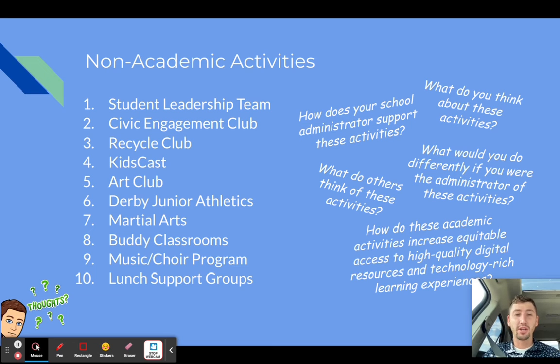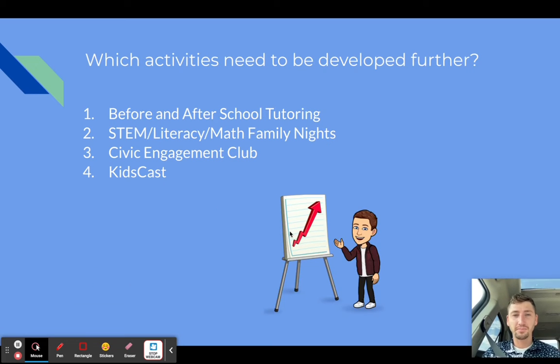Being new to the current school that I'm at, I'm learning a lot more about the student learner leadership team and what work they do within the school. I think that is a great opportunity for students to get involved in.